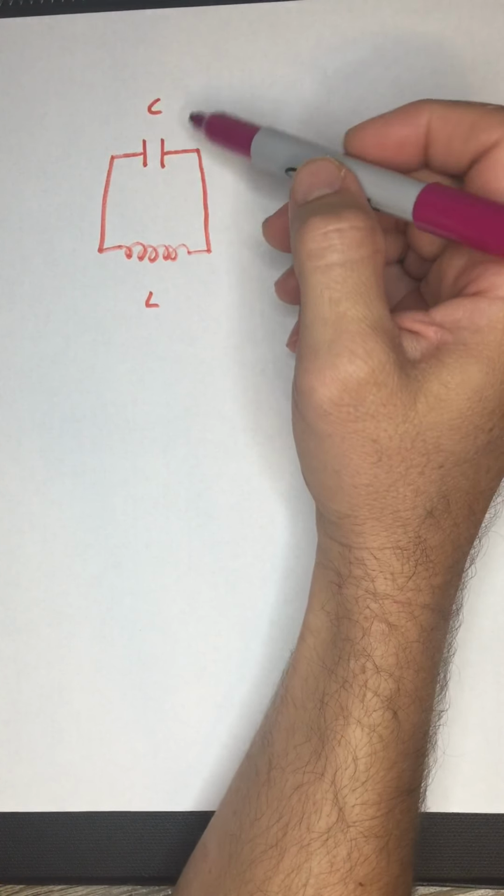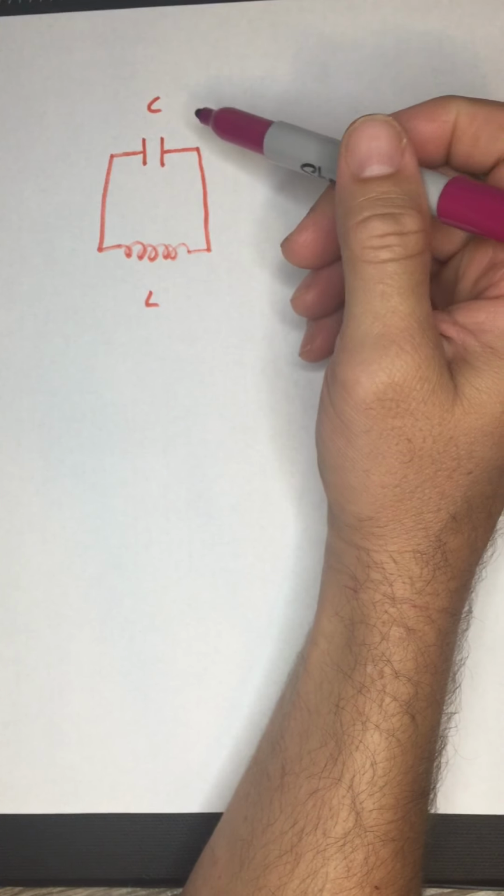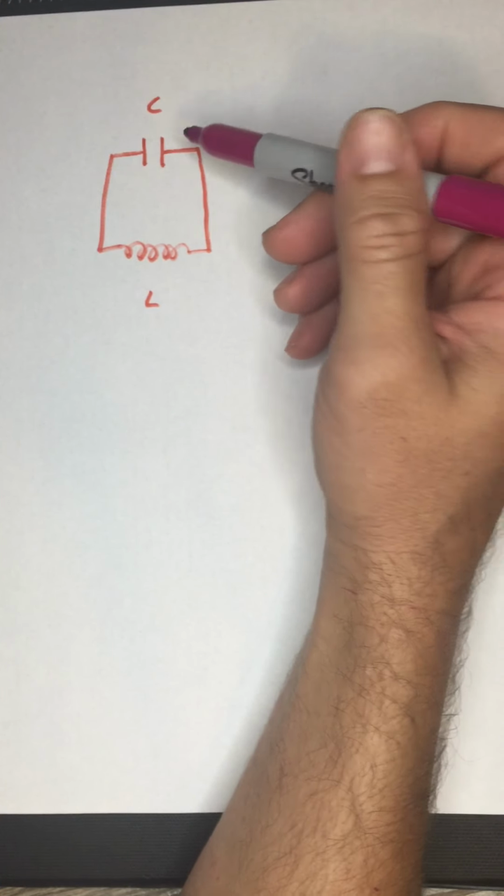So let's consider this circuit. This contains a capacitor and an inductor. Notice there's no EMF source, there's no battery here. But we are going to let this system be in an initial state where the capacitor is fully charged.